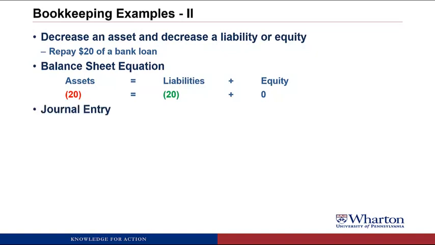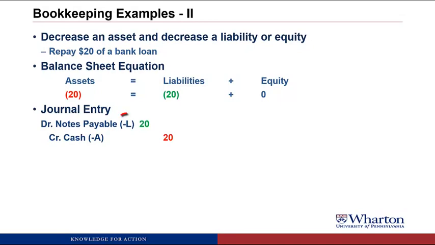For the journal entry, we're going to debit notes payable for 20. We need a liability to go down. Liabilities have credit balances. We reduce a credit balance with a debit, notes payable 20. Then we're going to credit cash for 20. Cash is an asset. Assets are debit balances. We reduce a debit balance account with a credit. So a credit to cash for 20 will reduce it.